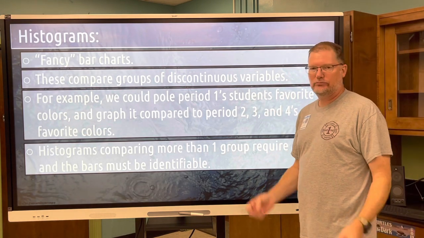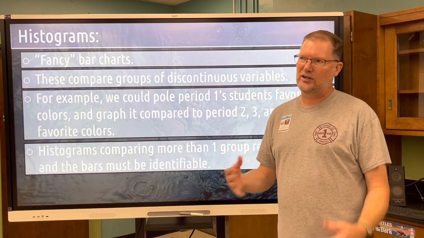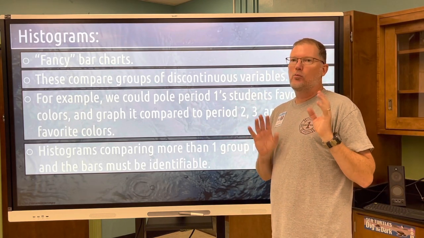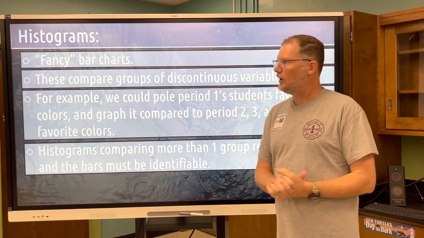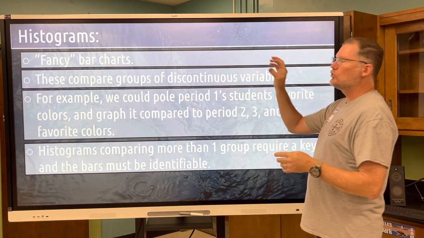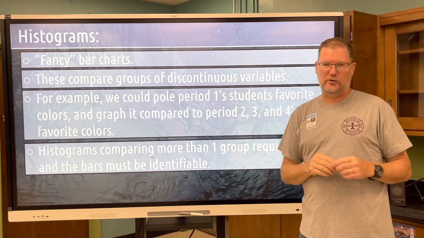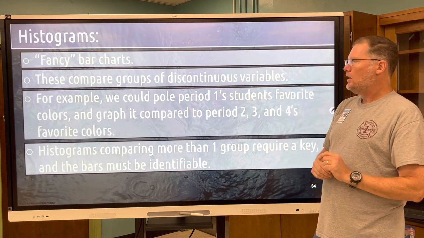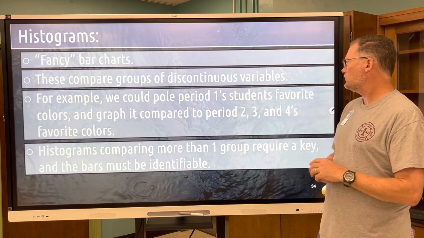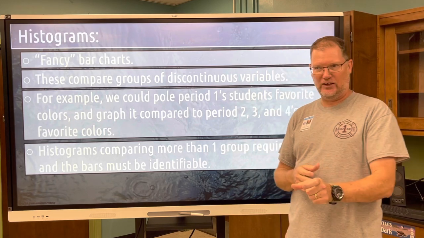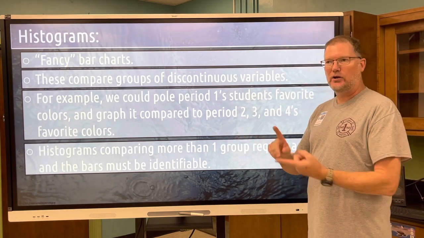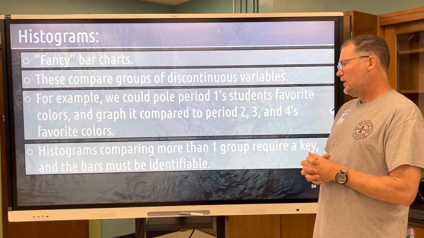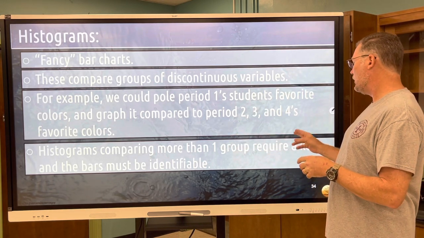So a histogram is, the term fancy is not very scientific, but you're going to see that it's a more complicated bar graph, okay, bar chart. And they compare groups of discontinuous variables, not just one discontinuous variable, okay? And so we could poll period one students' favorite color, graph it, and then compare it to period two, three, and four's favorite colors on the same graph, okay? And so they compare more than one group.